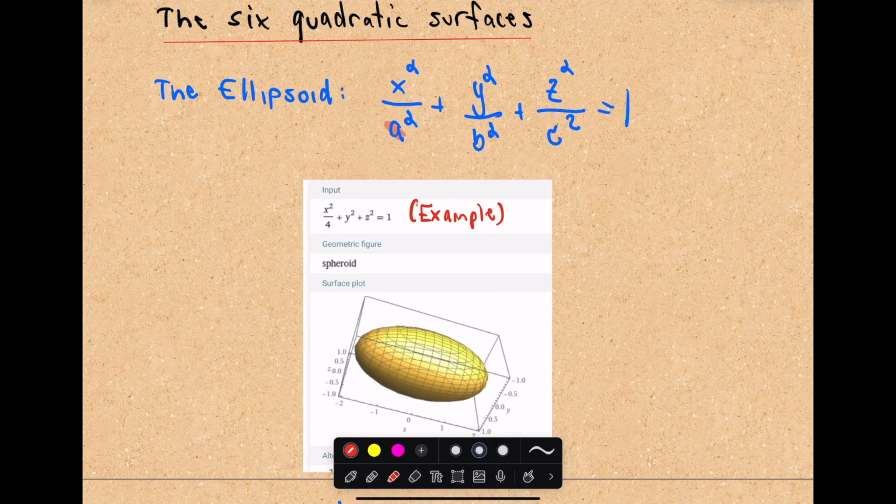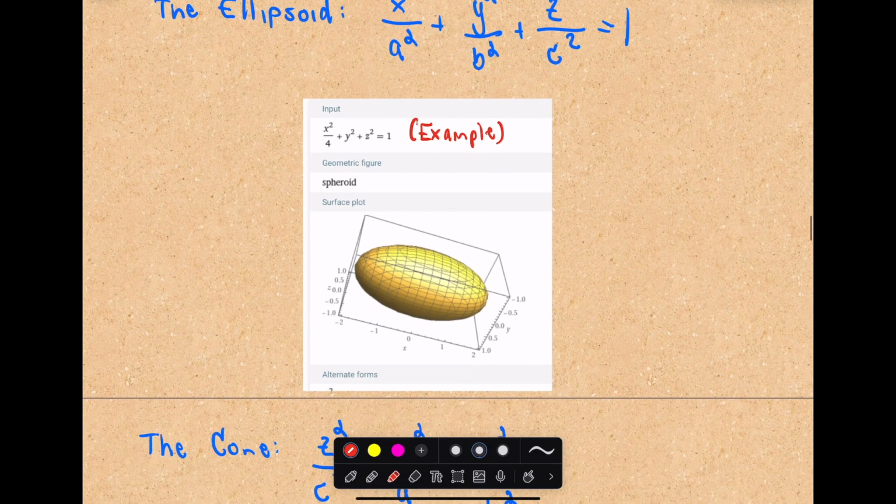So I did one example. Here my a value is equal to 2, so 2 squared is going to be 4. And then I simply let b and c equal 1. And you can see you get this ellipsoid. It's kind of like an egg-shaped object. If a, b, and c were all equal to 1, we would just get a nice perfect sphere. But if any one of those is not equal to 1, you're going to get this more elongated shape, which is the ellipsoid.